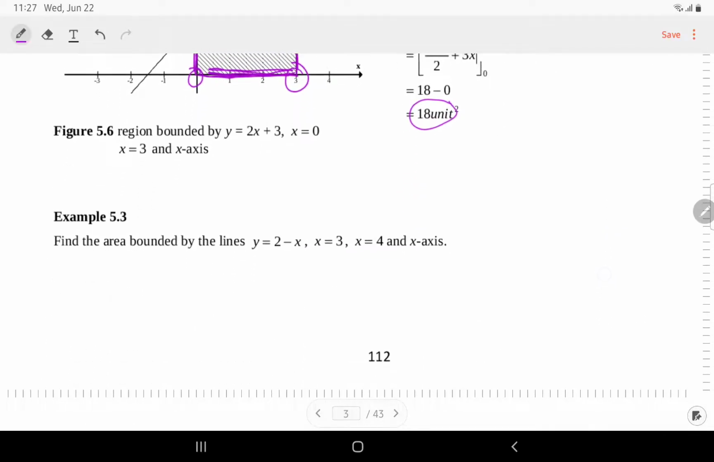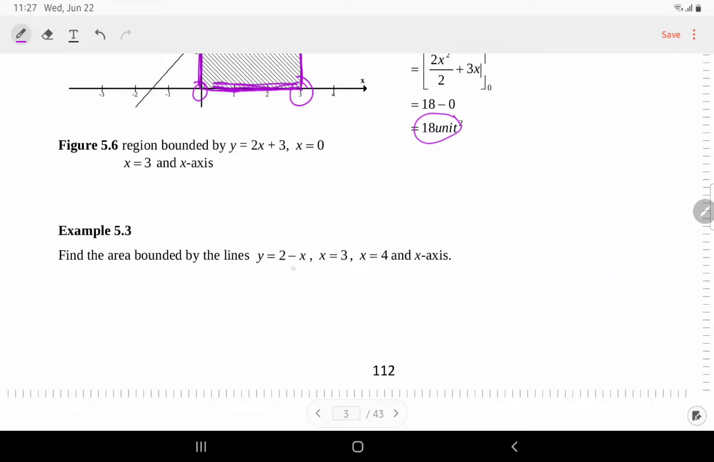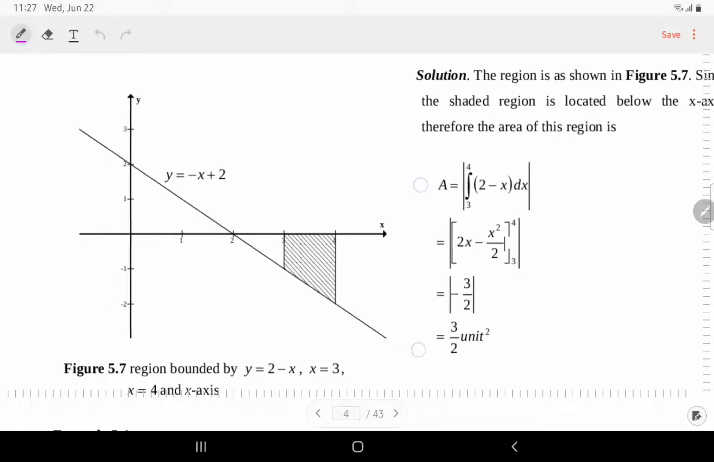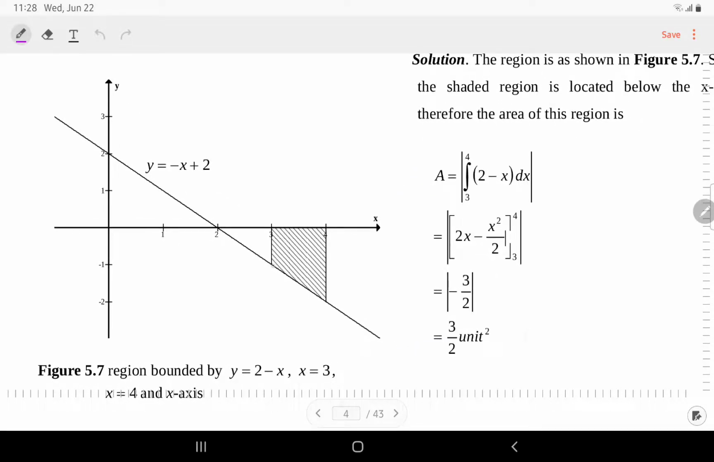Okay, next example. Find the area bounded by the lines y equal to 2 minus x, x equal to 3, x equal to 4, and x-axis. Okay, so the shaded region is bounded by this line. This line, dia punya function dia y equal to negative x plus 2, and then it is also bounded by x equal to 3 right here, and bounded by x equal to 4 right here, and also bounded by x-axis right here.